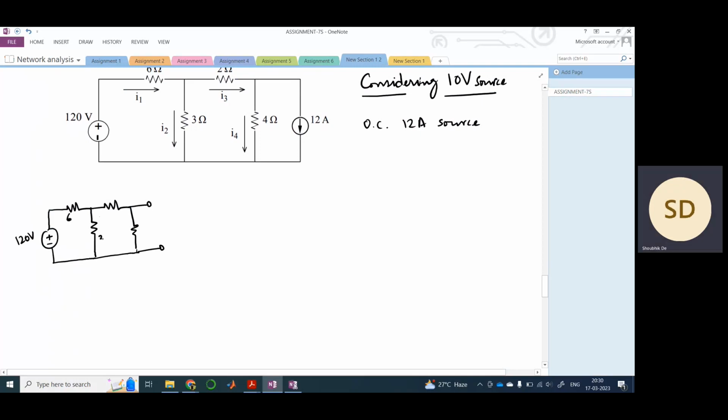So this is 6, this is 3, this is 2, this is 4, and let's say this is I1 dash, this is I2 dash, this is I3 dash, and this is I4 dash. We will be using nodal analysis here because we need to find every current. Here this is one node, this is another node, and let's say this point is grounded.